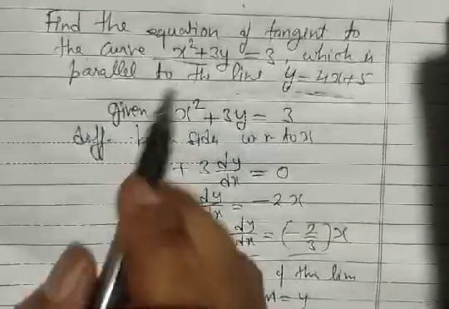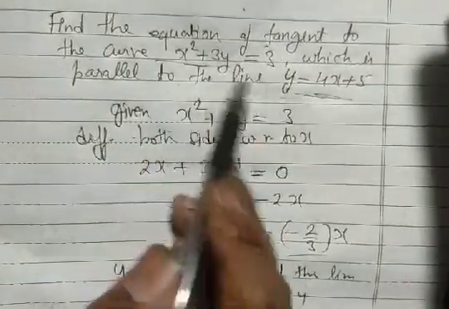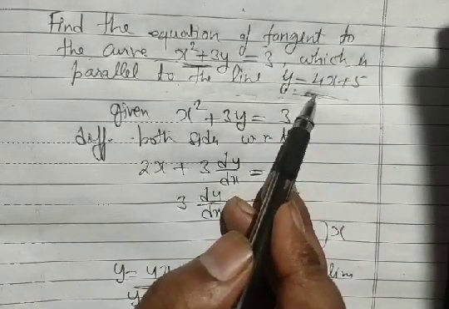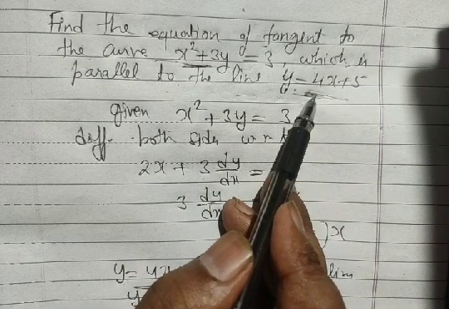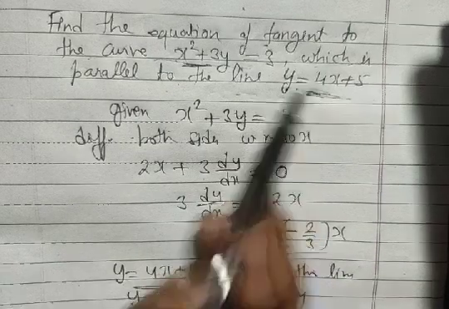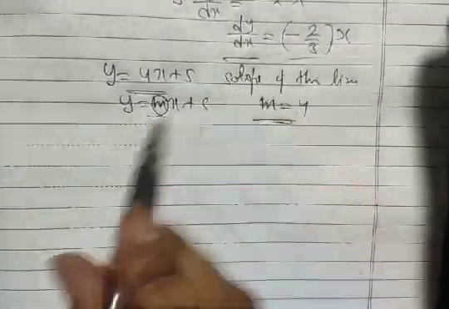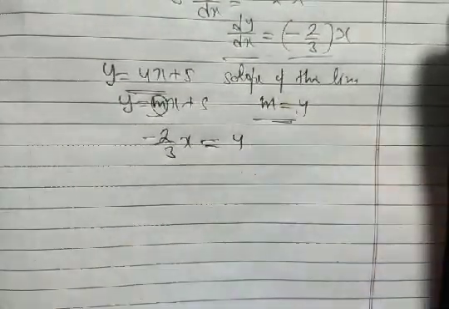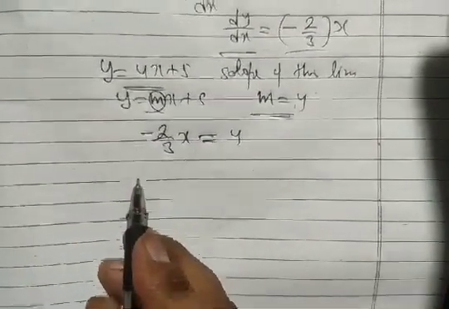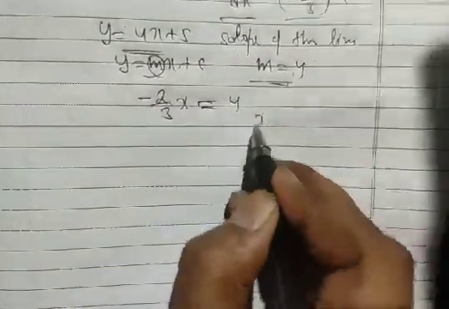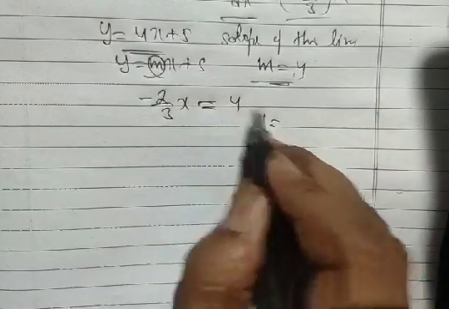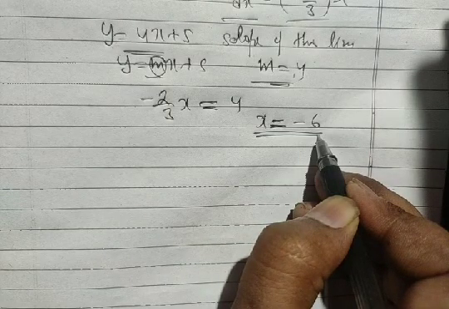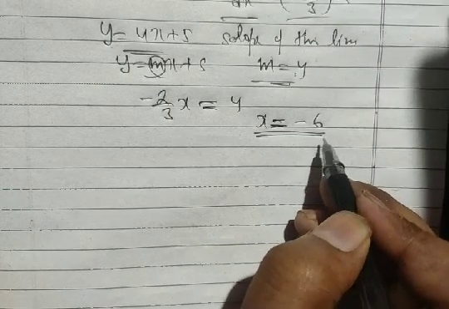Now the problem says that the slope of our tangent is parallel to the line. What is meant? The slope of the curve and the slope of the line are parallel, so m1 equals m2. When lines are parallel, their slopes are equal. From the given condition, we have minus 2x by 3 equal to 4. From here we find the value of x. The 2 cancels out, and we get x equal to minus 6.